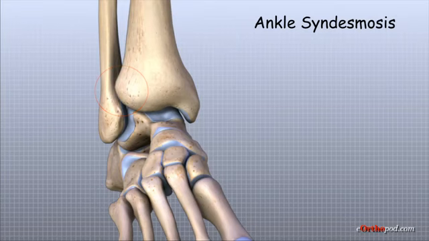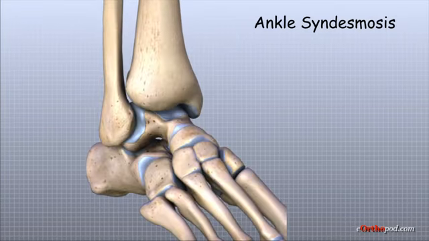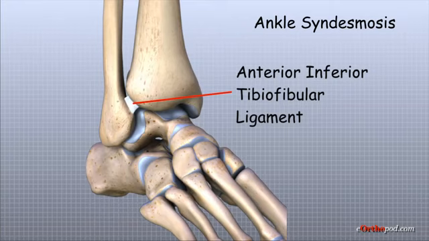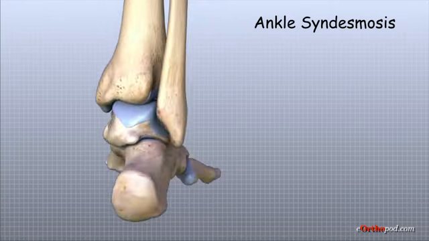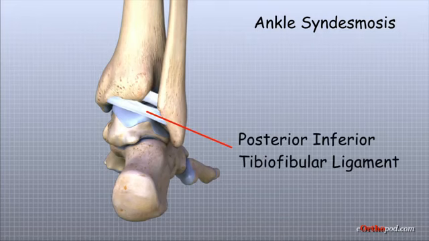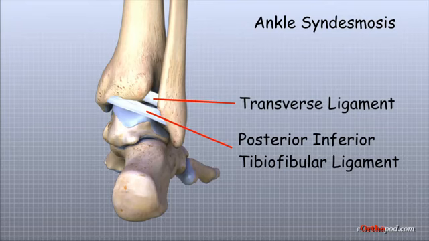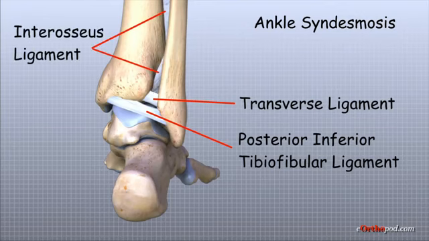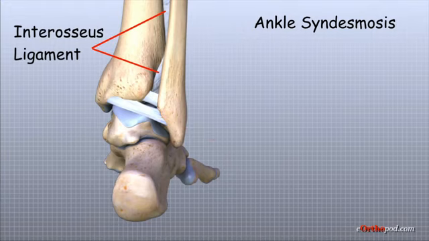3 main ligaments form the syndesmosis. The anterior inferior tibiofibular ligament connects the tibia to the fibula and crosses above the front of the ankle. The posterior fibular ligaments connect the tibia and fibula behind the ankle joint. These ligaments include the posterior inferior tibiofibular ligament and the transverse ligament. The interosseous ligament lies immediately between the tibia and fibula. Interosseous means between bones. The interosseous ligament is a long sheet of connective tissue that connects the entire length of the tibia and fibula, from the knee to the ankle.